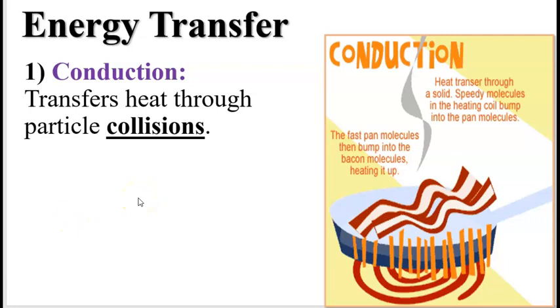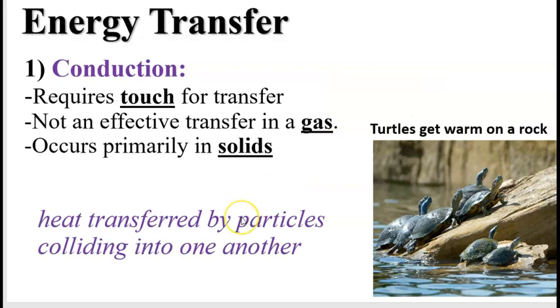Okay, conduction. Conduction is a transfer of heat through particle collisions. So this is what happens when you're cooking food in a pan. The molecules in the pan will heat up and then they will start bumping into each other, and those speedy molecules colliding will help cook the food.